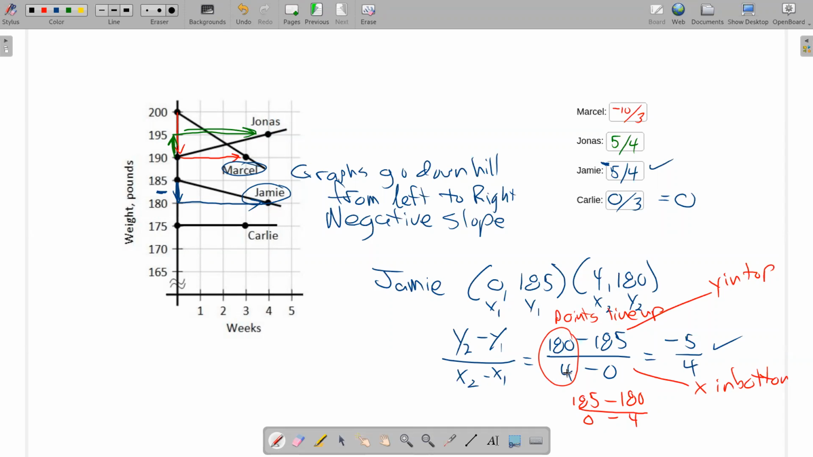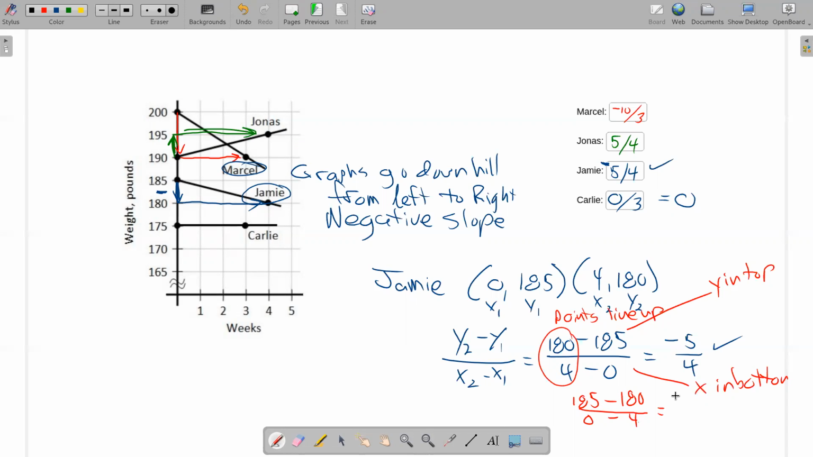So here I can see the point (4, 180). And down here I see the point (4, 180) stacked on top of each other. Here's the point (0, 185). If you got that in the wrong order, then you'll definitely get the wrong slope. Watch what happens when I continue with this red one.